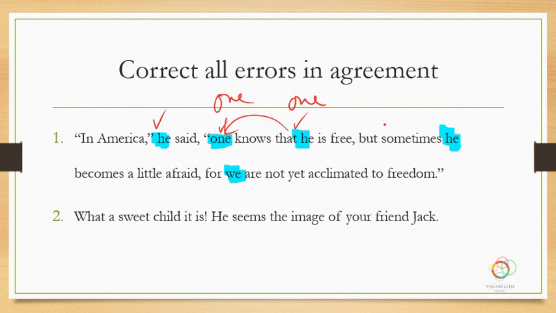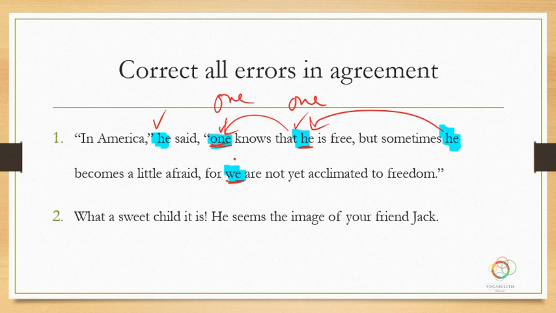One knows that one is free, but sometimes one becomes afraid for one is not. Okay, not good. So the traditional way of doing it is to mention one the first time and then use a third person singular pronoun like he. And this is perfectly correct. Okay, if you don't like the he, use a she. One knows that he is free, nominative case, but sometimes he, okay, becomes a little afraid for he.